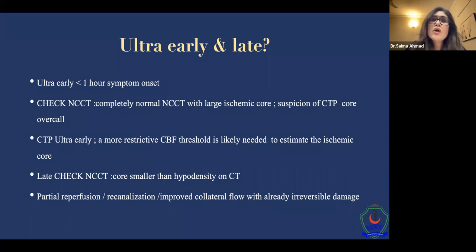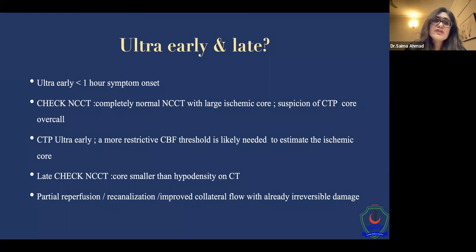So the CTP is not important if you are taking it earlier than 6 hours. It's not the imaging method of choice for acute stroke treatment. But after 6 hours, then you can depend upon the CTP.